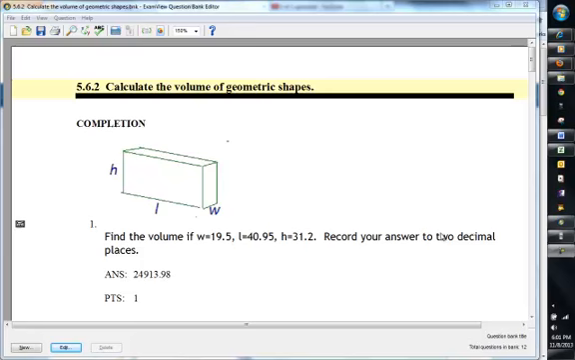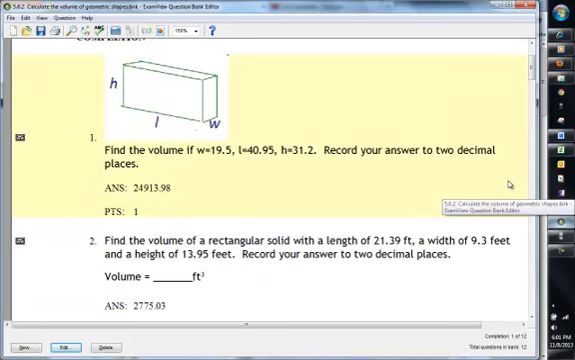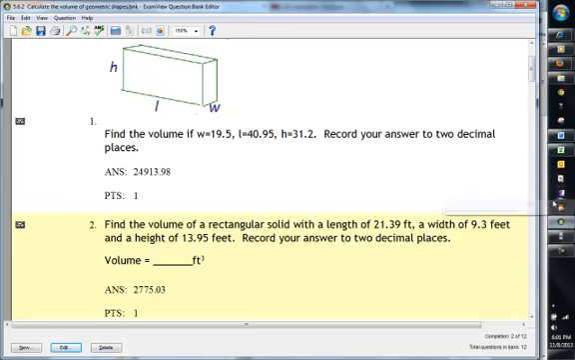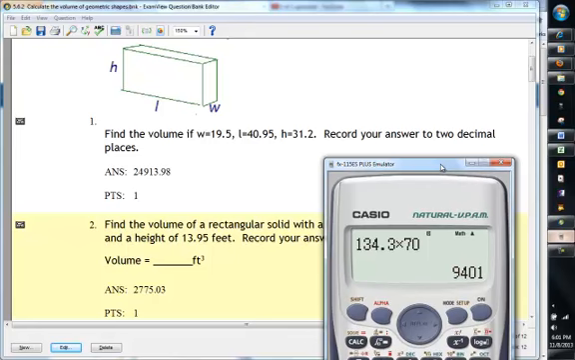In 5.6.2, we're calculating the volume of geometric shapes. The first one is of a rectangular prism. So the way we do it is we would just multiply the length times the width times the height. 19.5 times 40.95 times 31.2, and we would get 24,913.98.